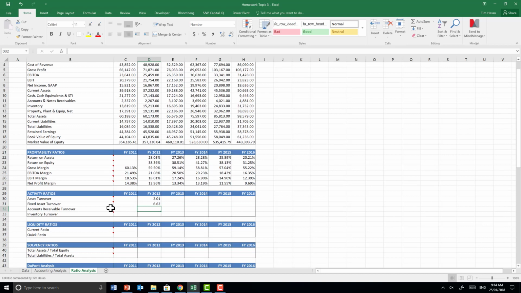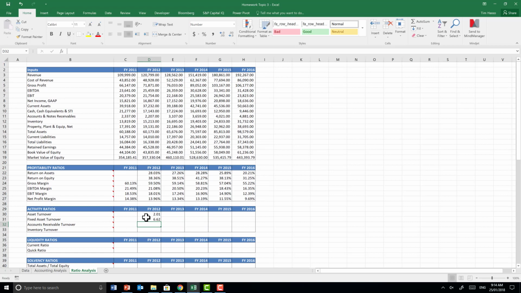We then have the accounts receivable turnover, which is your revenue divided by your accounts and notes receivable. So again, equal to your revenue in cell D3 in this case, and divided by average, open up a bracket, and in this case, accounts and notes receivable is in, let's see, row 11. So we take row 11, those two cells, close the bracket, and it's 53.17.